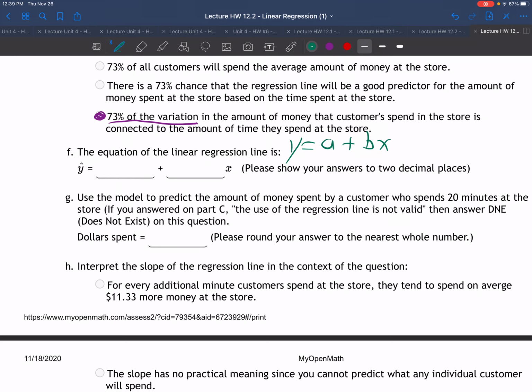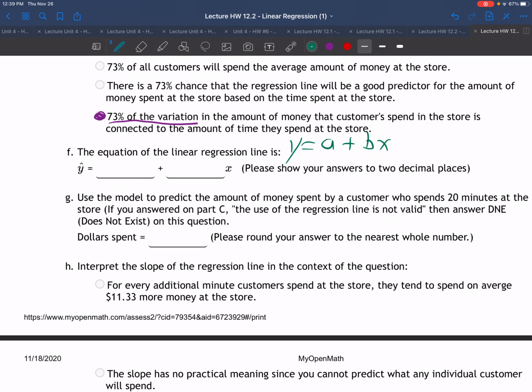Plug in x equals 20 to the equation. That's what you do. This equation is a connection between x values and y values. So if x is 20 minutes, if they spend 20 minutes in the store, this equation can be used to tell you how much they're going to spend. So let's do it. I'm going to use that equation now. So negative 70.77 plus 11.33 times 20.